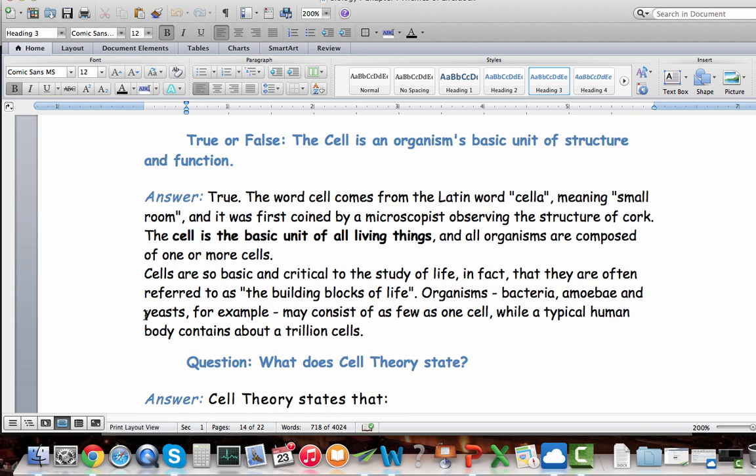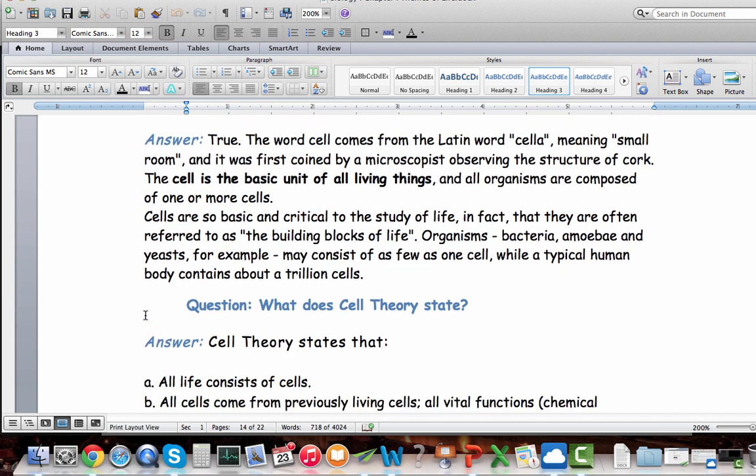Question: true or false? The cell is an organism's basic unit of structure and function. Answer: true. The word cell comes from the Latin word cella, which means small room. It was first coined by a microscopist who was observing the structure of cork. The cell is the basic unit of all living things, and all organisms are composed of one or more cells.